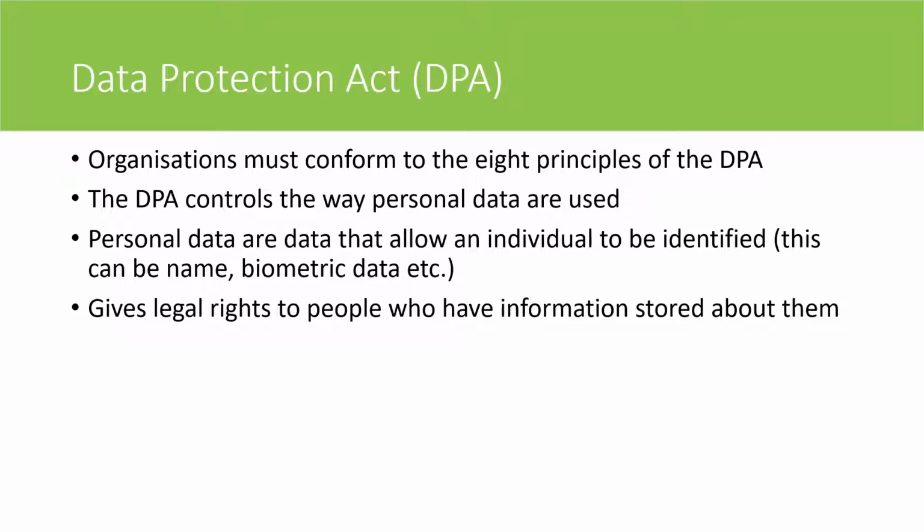Organisations must conform to the 8 principles of the Data Protection Act because the Data Protection Act controls the way personal data are used. Now, personal data are data that allows an individual to be identified. So this can be their name, any kind of biometric data, and so on. So the Data Protection Act gives legal rights to people who have information stored about them.